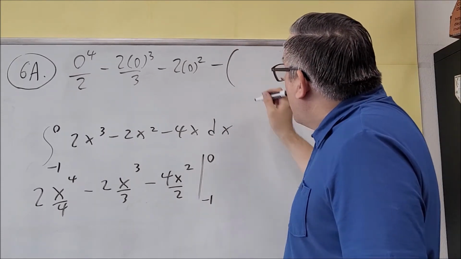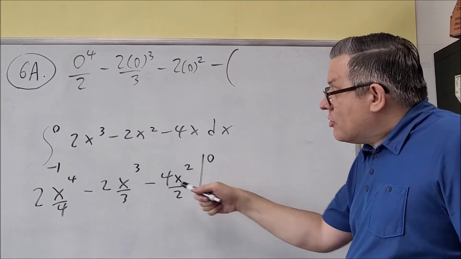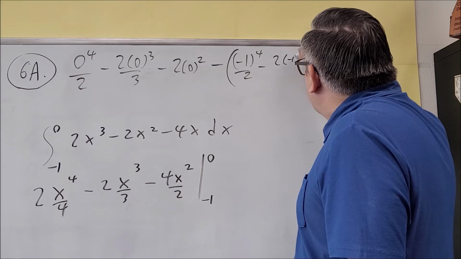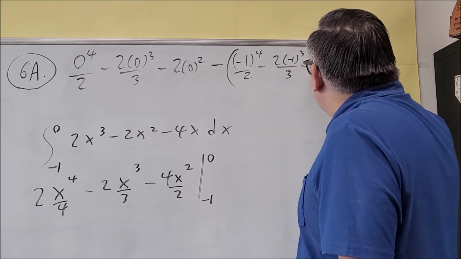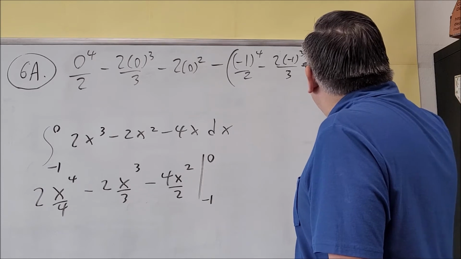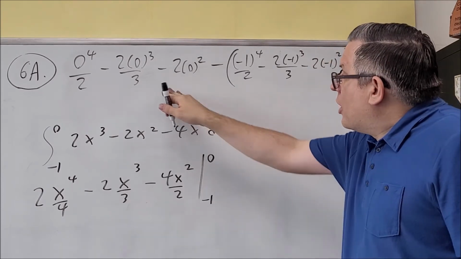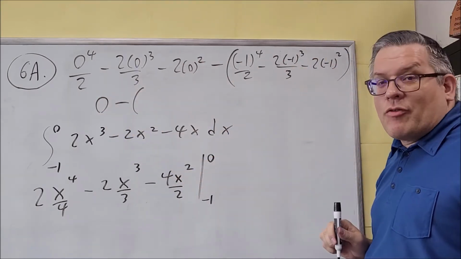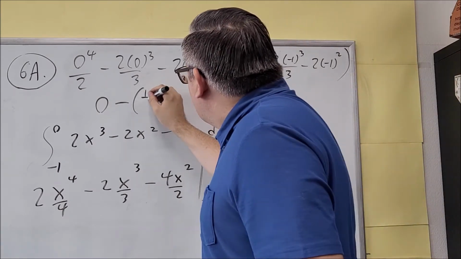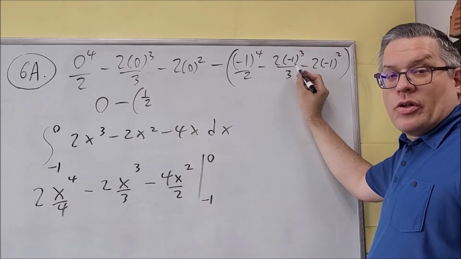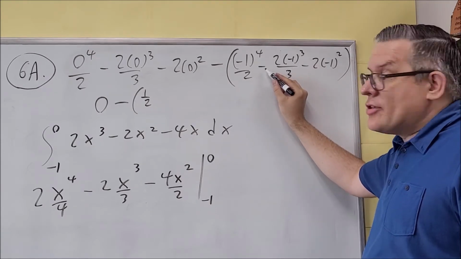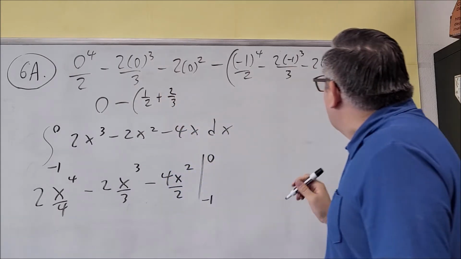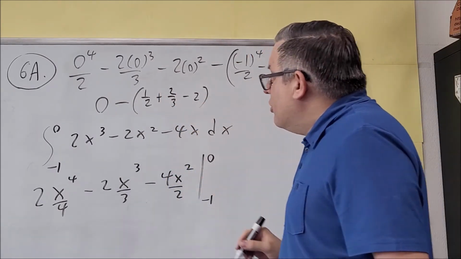But then we're subtracting from that. We're going to put in -1 into all the x's. So -1 to the 4th over 2, minus 2 times -1 cubed over 3, and then minus 2 times -1 squared. Okay, so this whole part is going to cancel out and give you a 0. And then let's simplify the part we have inside here. That's going to give you a positive 1/2. Be careful with this one because the negative cubed is going to make that a positive. That negative does come out. So you'll have a plus 2/3 right there. And then this one is just going to be a -2.